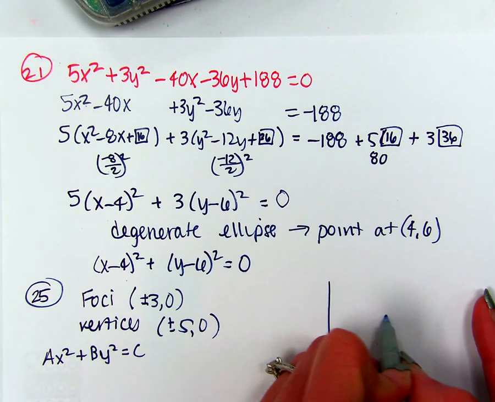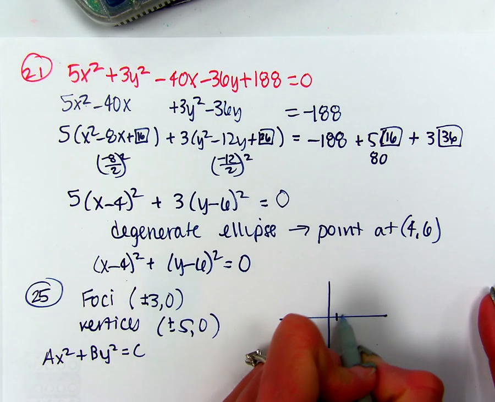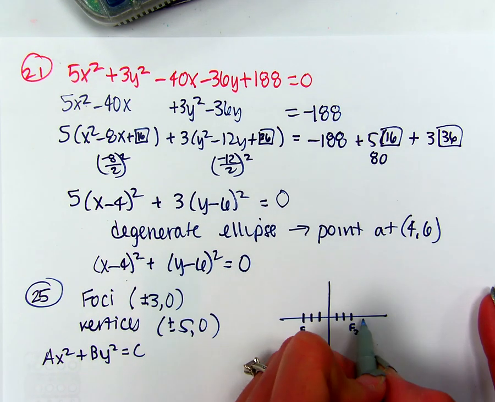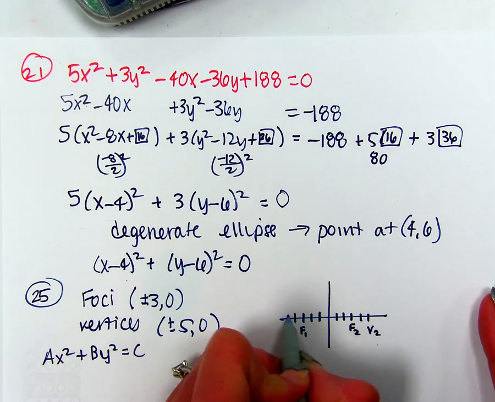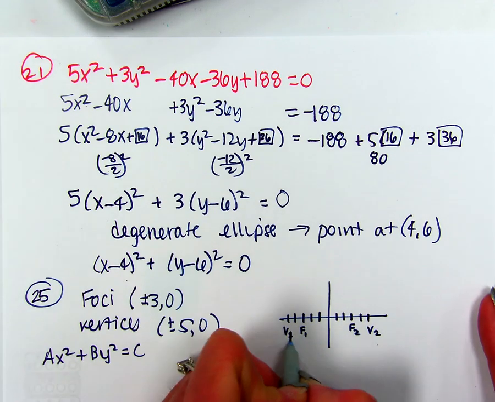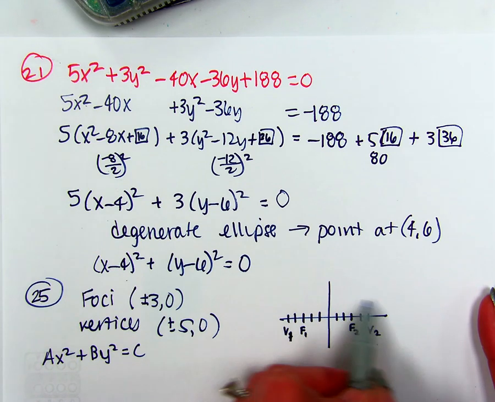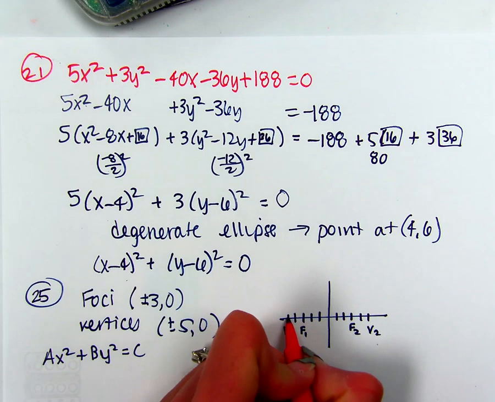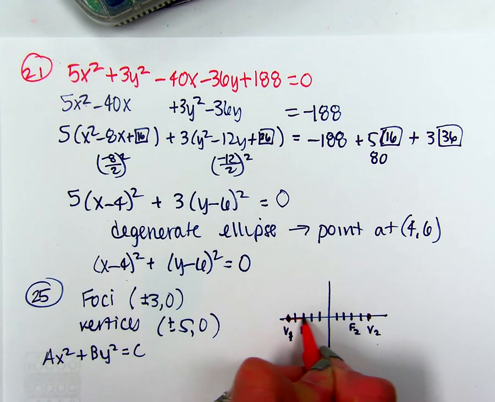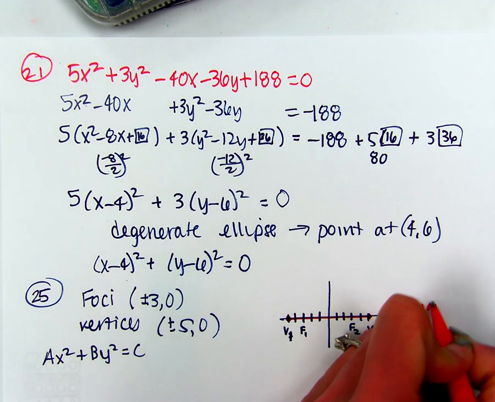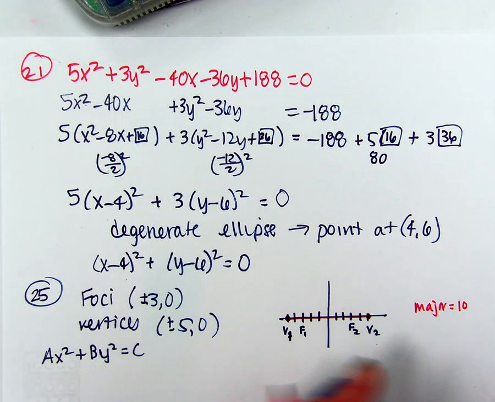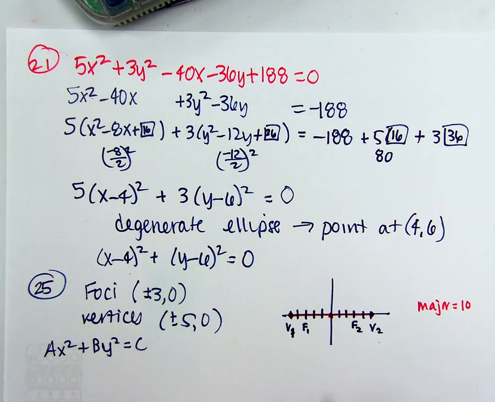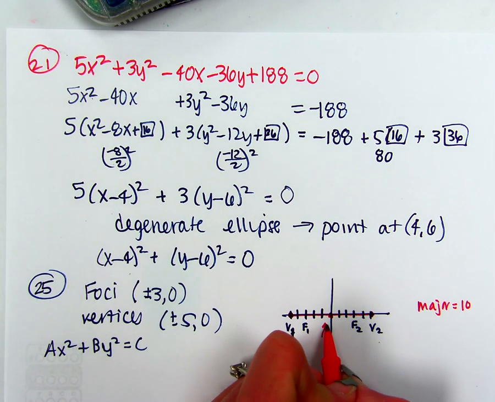All right, so I think it's easiest if you draw out a picture. So my focal points are at 3, 0 and negative 3, 0. And my vertices are at 5, 0 and negative 5, 0. This tells me that my ellipse has to be like a long one to the left and right. So this is my major axis right here. So my major axis is 10, and it's exactly symmetric over the y-axis, so I know that my center has to be at 0, 0.